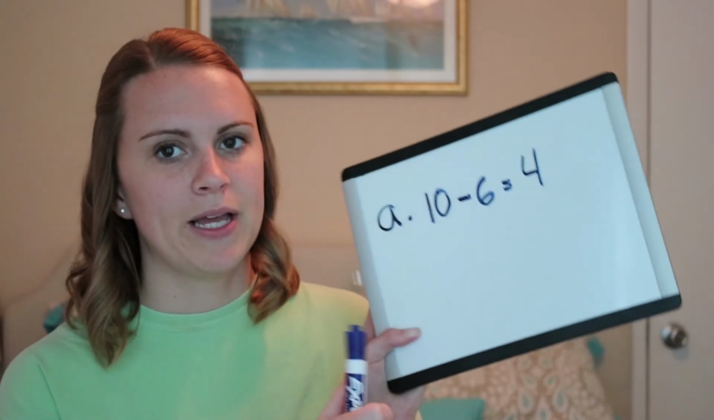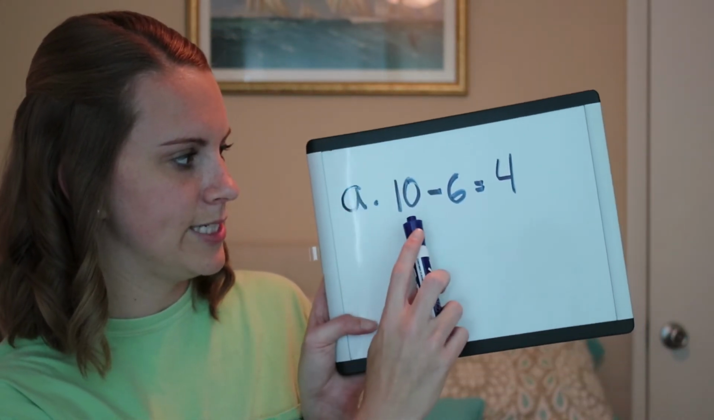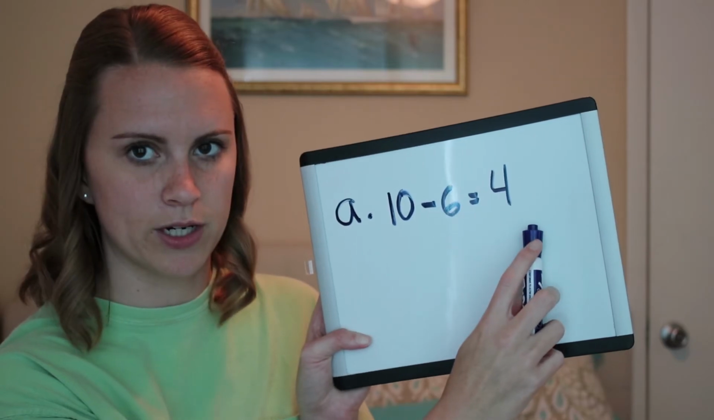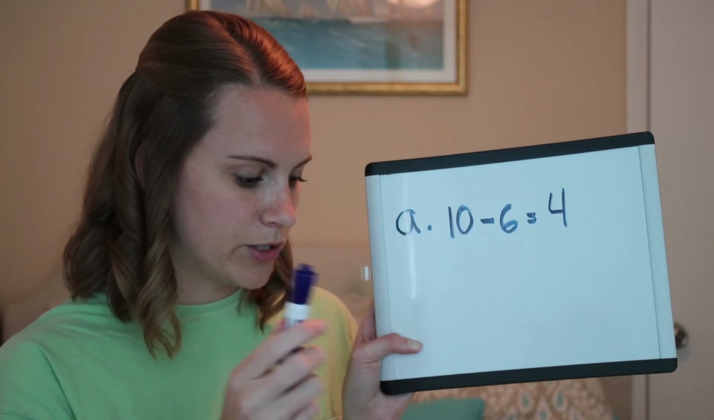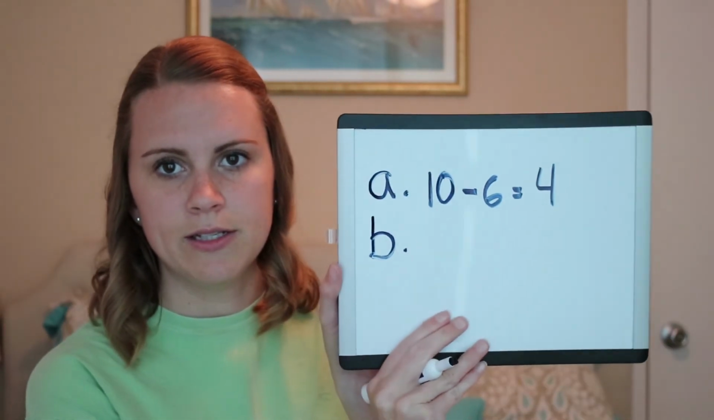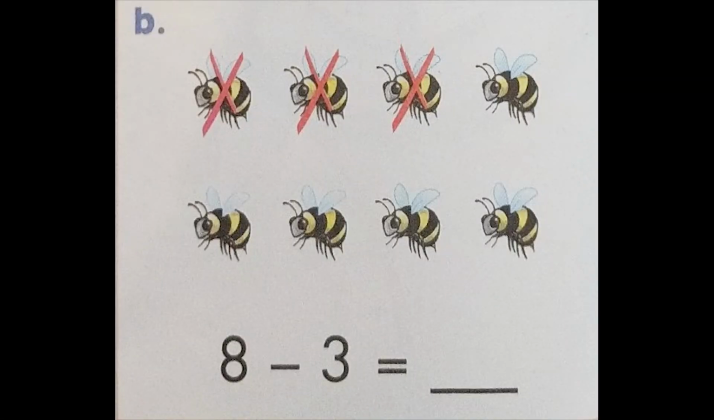All right. So I know what that equals. Did you get 4? Good, because that's the correct answer. You should have gotten 4. So on your paper, you should have A, 10 minus 6 equals 4. Now we're going to go on to the next problem. There's only 3 more. So this next problem, we're going to label it B. And then go ahead and write down the math problem that you see.